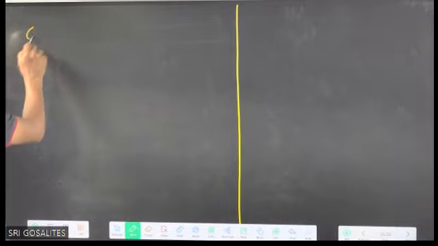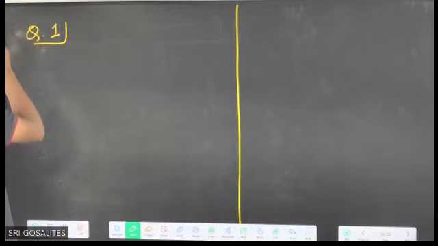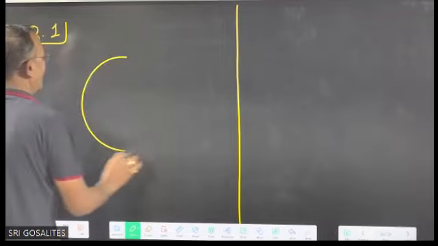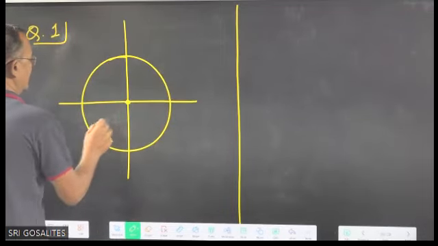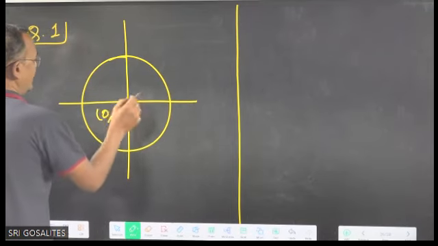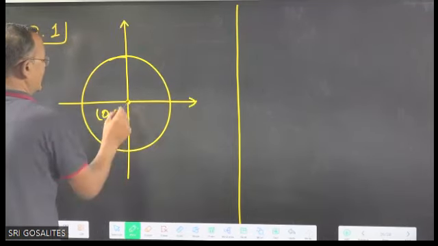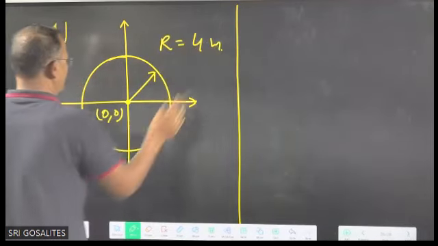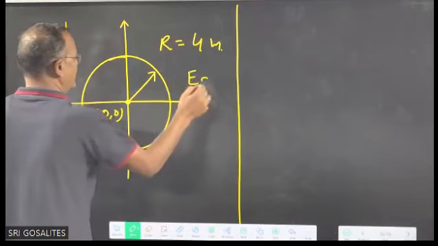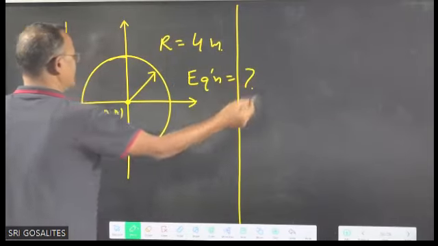First question now. Please stop discussing. Solve a question. I have this circle. Its center is at the origin and its radius is 4 meters. Then please tell me what its equation is. Come on.